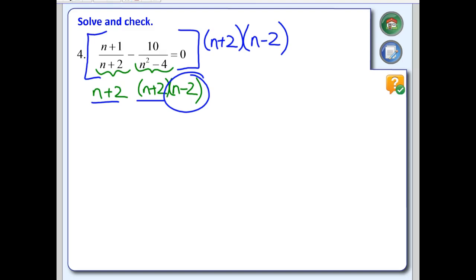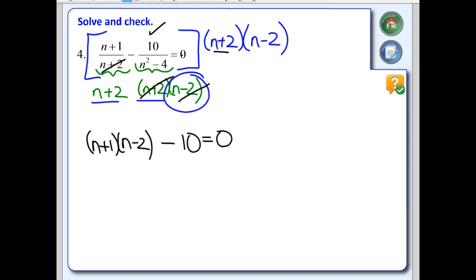Now, let's see what happens when I multiply those. If I look at my first fraction, the n plus 2's are going to cancel, so I've got to multiply the numerator by n plus 1 times n minus 2. Minus, and if I go to the second fraction, we actually have the right denominator, so both of these would cancel out, and we're just left with minus 10 equals, and then 0 times that is 0. I know, kind of long and drawn out, kind of complicated.